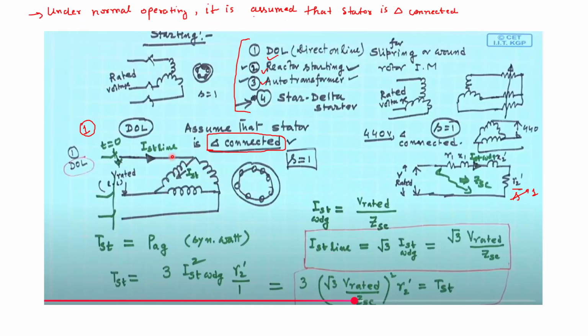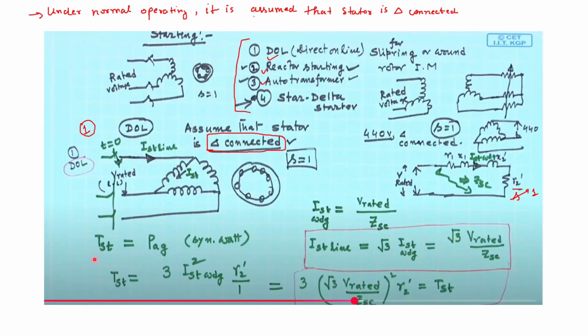But what about the line current? Now we know that the relation between the line current of the delta connection and this winding current is that the line current is root 3 times of the winding current. So that is what is written here, that starting current in the line is root 3 times of the starting current in the winding. So what happens to the starting line current? It becomes root 3 times of V rated by ZC. Okay. And what about the starting torque? Because we are in the starting, what we are interested in?